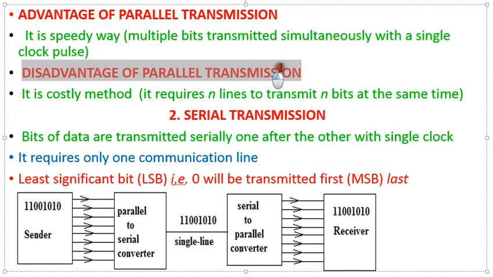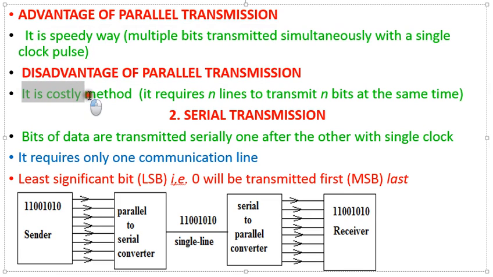Pertaining to the disadvantage, this parallel mode of transmission is very expensive. It is a costly method. The reason is, whenever you have n bits you want to transmit, then the number of lines that will transmit the data must be equal to the number of bits. Just like in the case we have just seen, we have 8 bits and we need 8 wires for that transmission. So the more the number of wires, of course, the more the cost of the transmission. This is the disadvantage of this method.